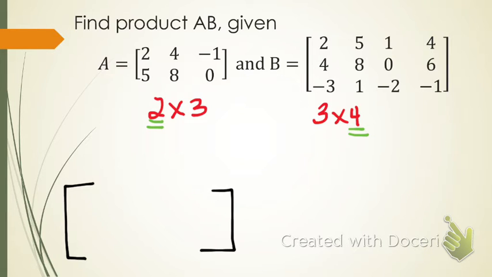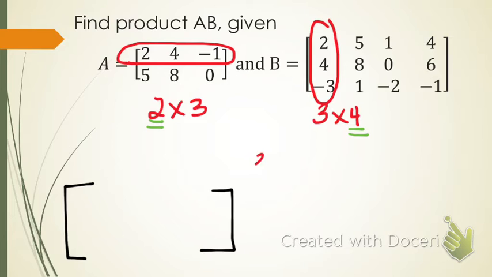When you multiply, again, we're going to start with the first row, and we're going to take that first row and multiply it by the first column. So it will be 2 times 2 plus 4 times 4 plus negative 1 times negative 3. Go ahead and type that in your calculators.